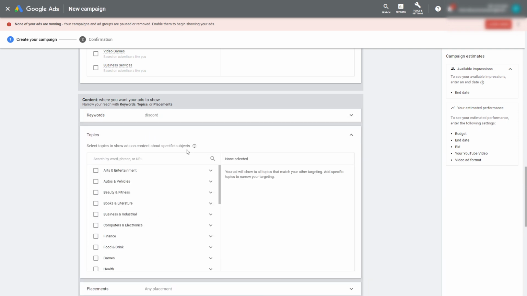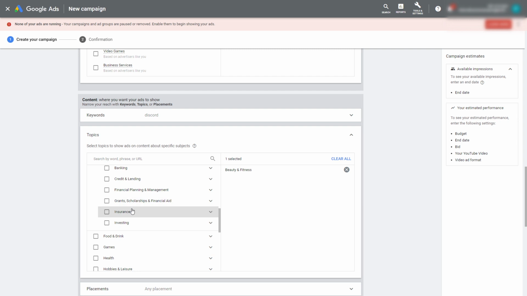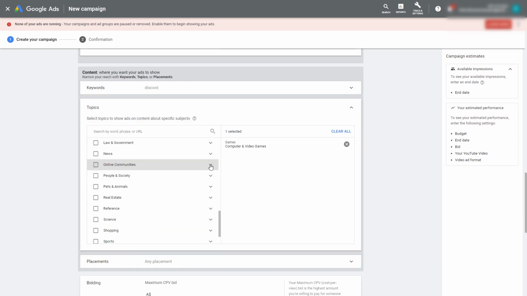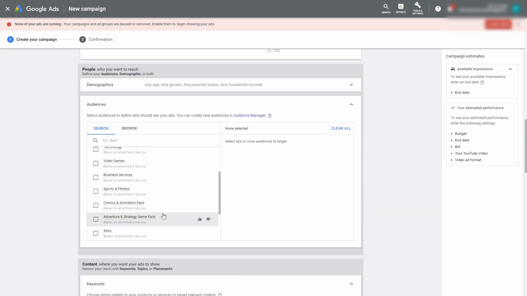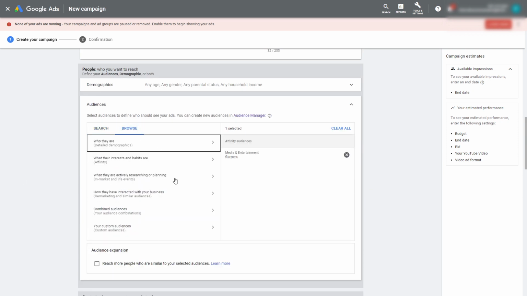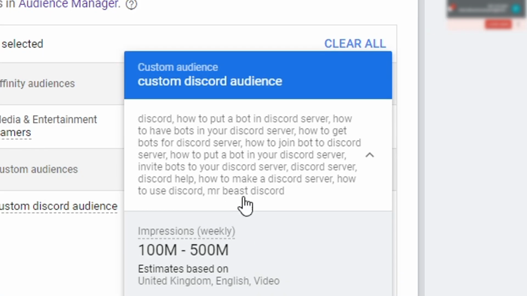Topics is what type of YouTube video my ad will show on, so it could be a beauty video that mentions Discord, or it could be a finance video, or a car video, anything that mentions Discord. I chose the topics of video games and online communities. It also allows you to choose your audience, which is where you can show your ads to people who have specific interests and searches. I chose gamers and my own custom-made audience, which basically shows my ad to people who have searched any of these terms.